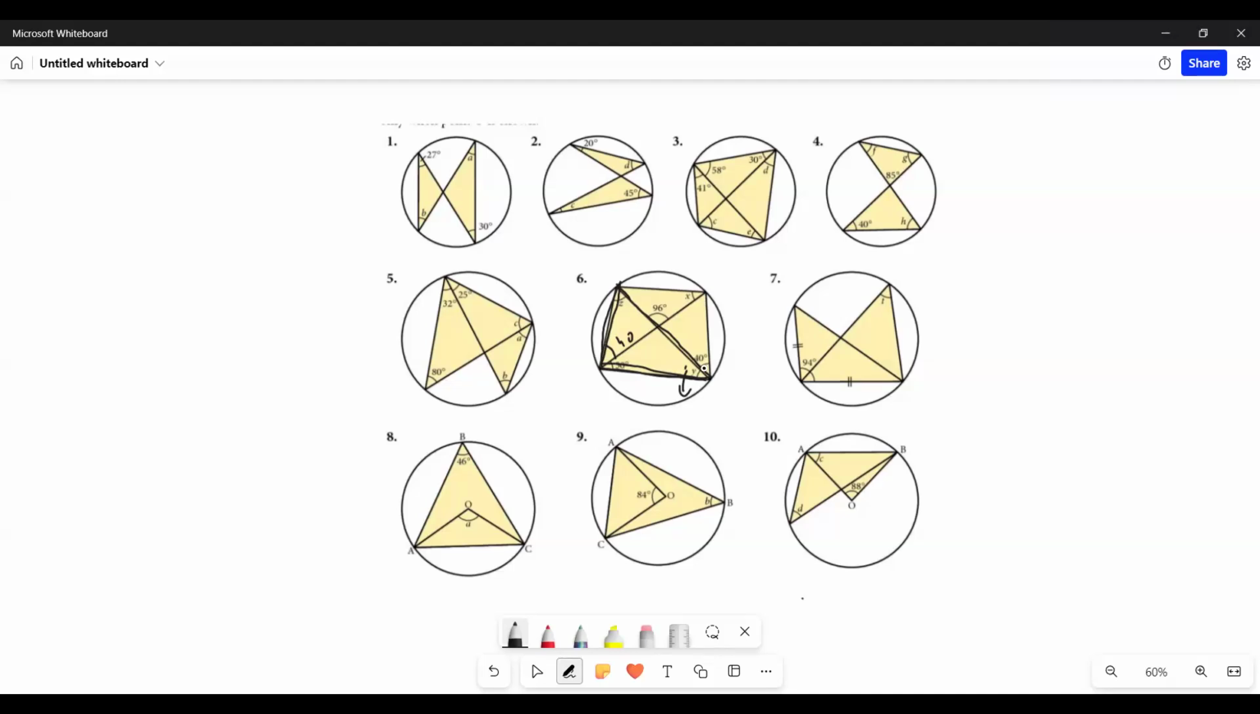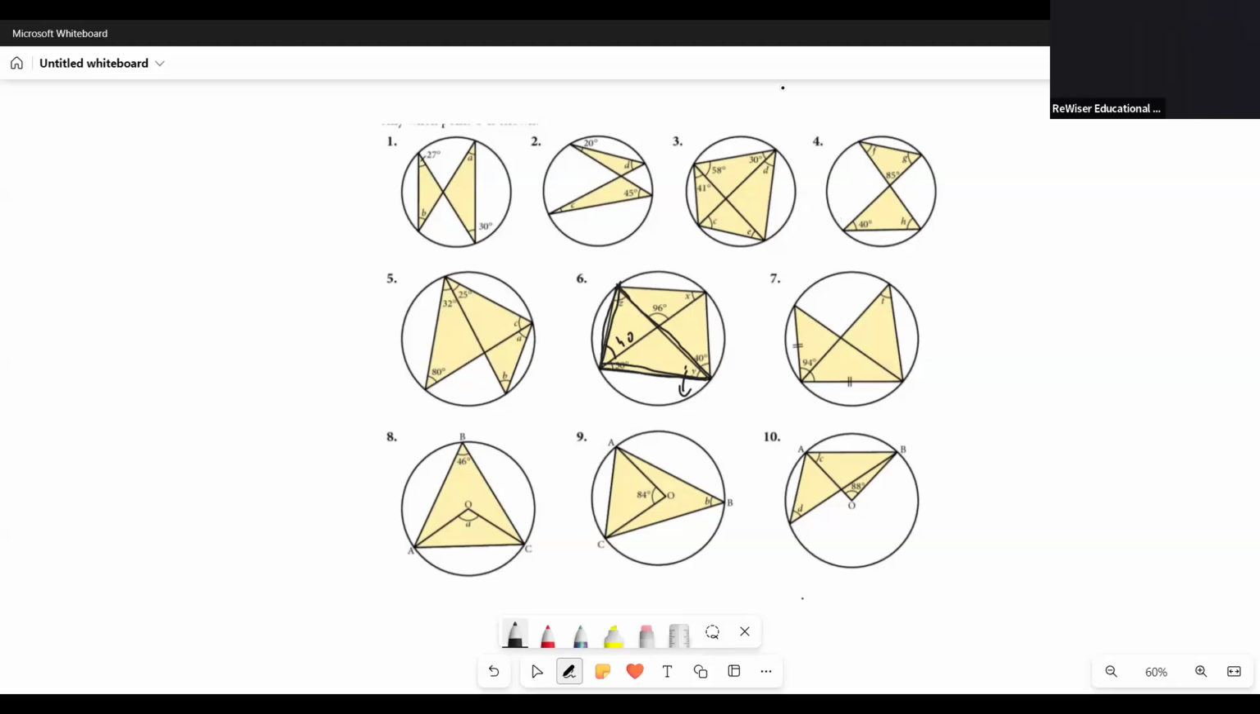180 minus 94 divided by 2, 43. Correct. 8. 46 into 2, 92. Perfect. 9. 42. 10. Then 46 is C. C is 46, D is 44. Okay. That's perfect, right?